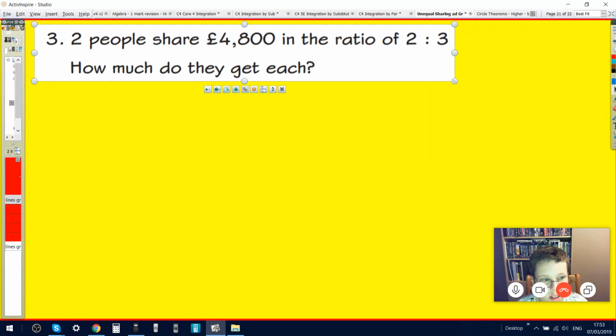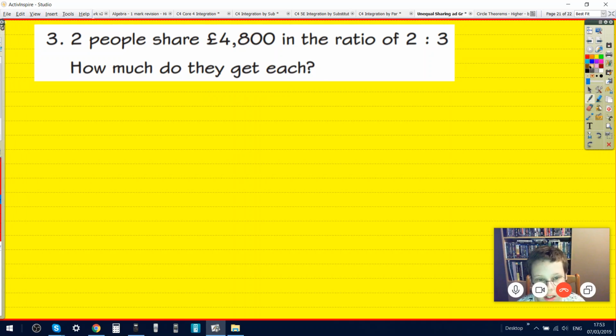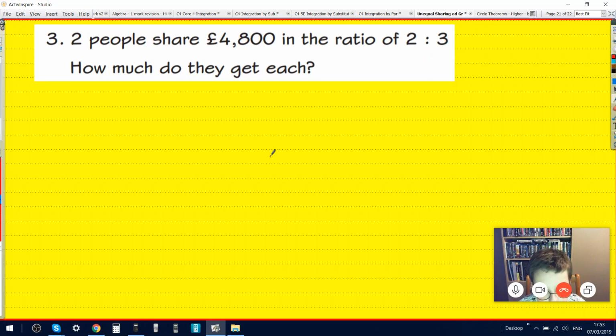2 people share £4,800 in the ratio of 2 to 3. How much do they get each? So we need to work out 2/5 of 4,800. And so we need to do 4,800 divided by 5, which is, I think we might need to use a stop.